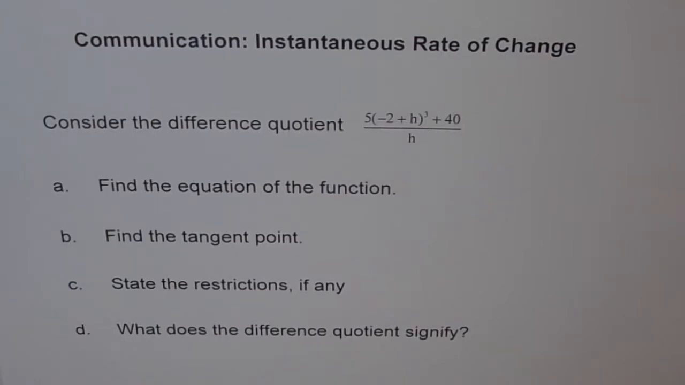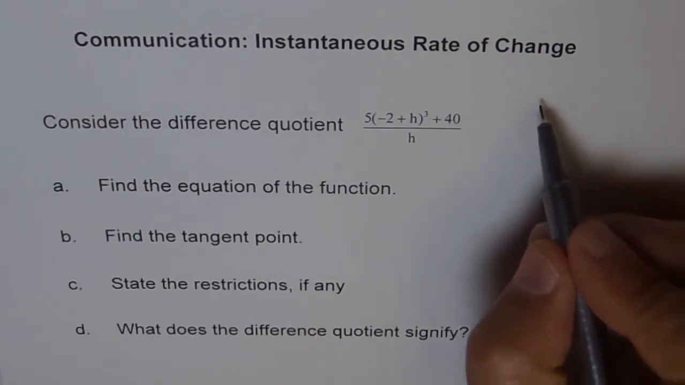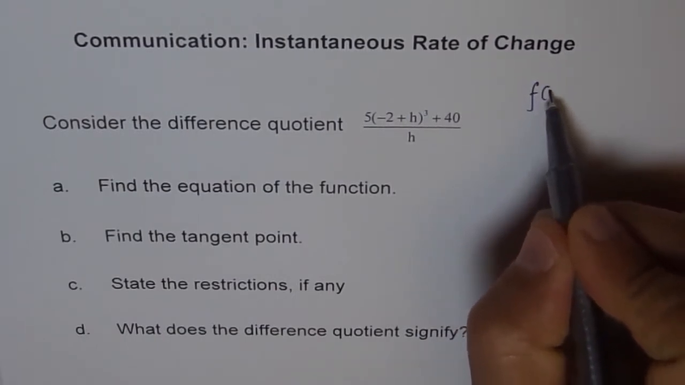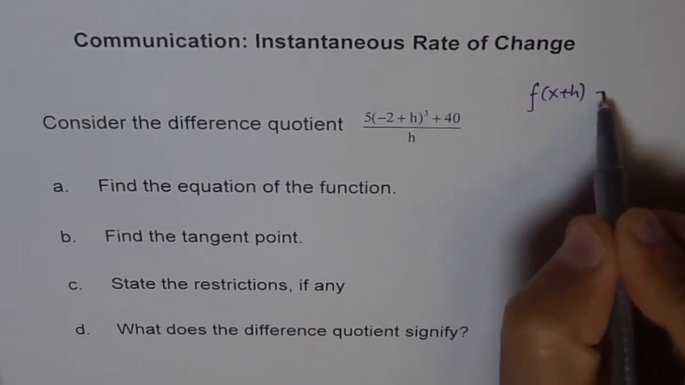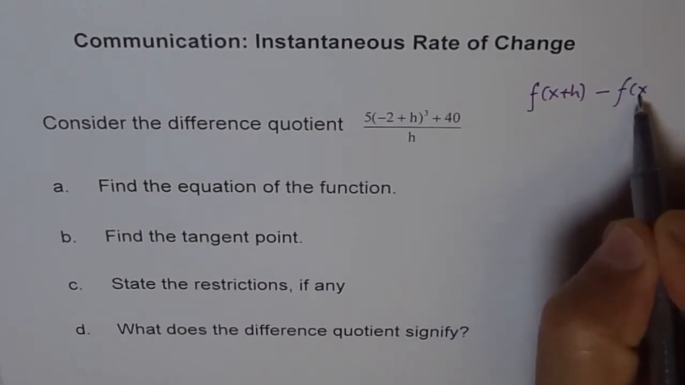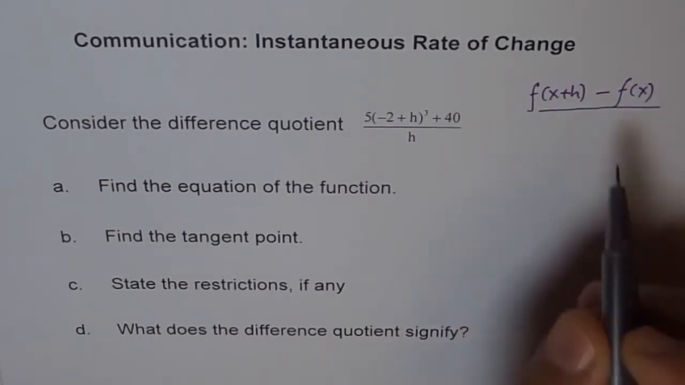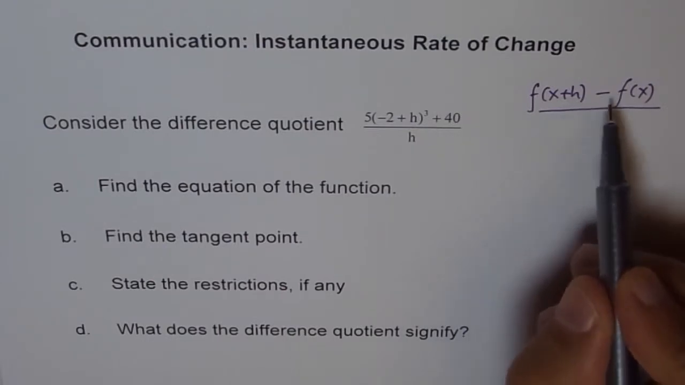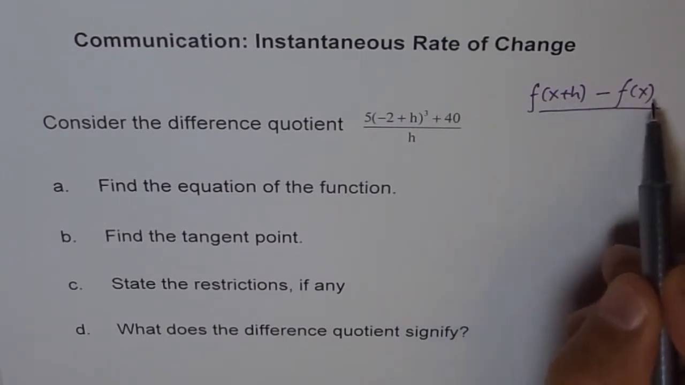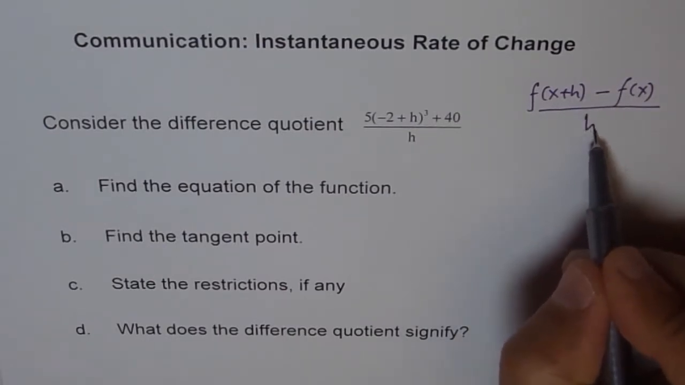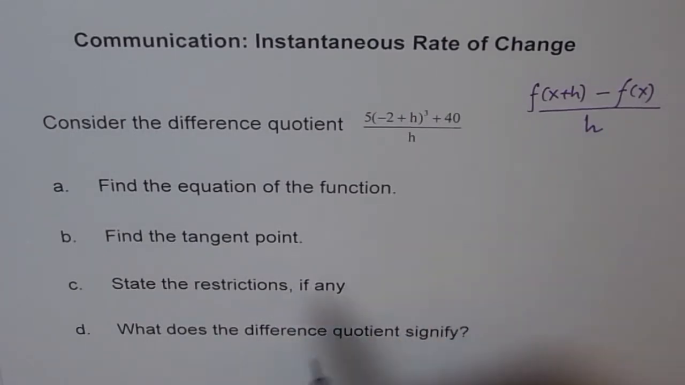I hope you remember what the difference quotient is, right? Let me just summarize here for you. Let us say the function is f(x), then f(x + h) − f(x) over (x + h) − x, the difference in x points, which will be h. That is the difference quotient.